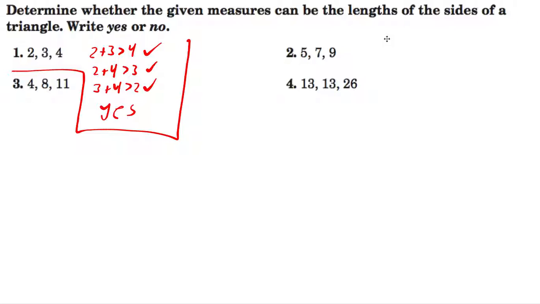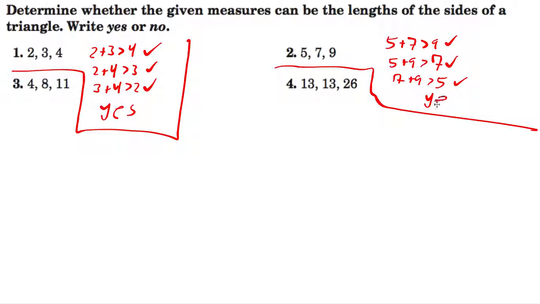Number 2, we have 5 plus 7 is equal to 12. So 12 is greater than 9. Yes. 5 plus 9 is 14, which is greater than 7. Yes. And then we have 7 plus 9, which is greater than 5. So that means that number 2 is also a triangle.